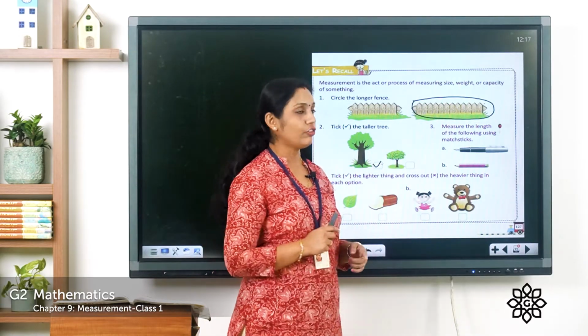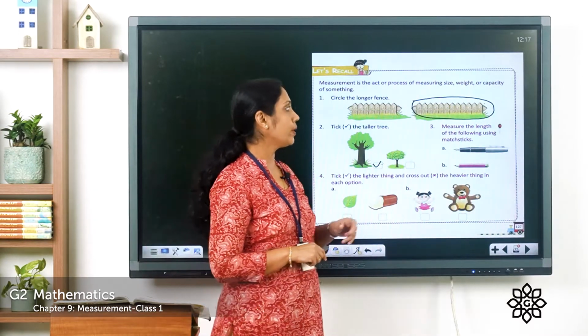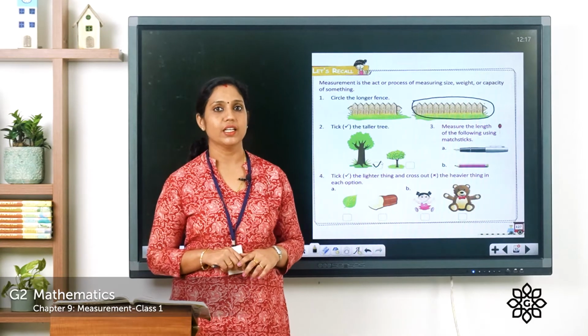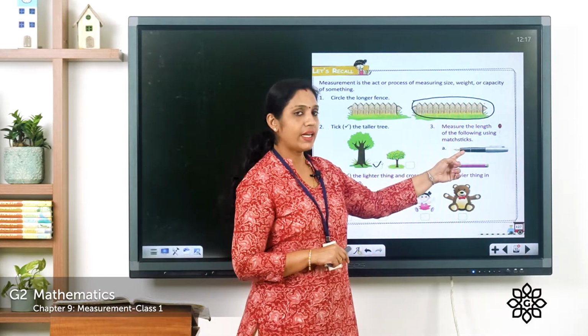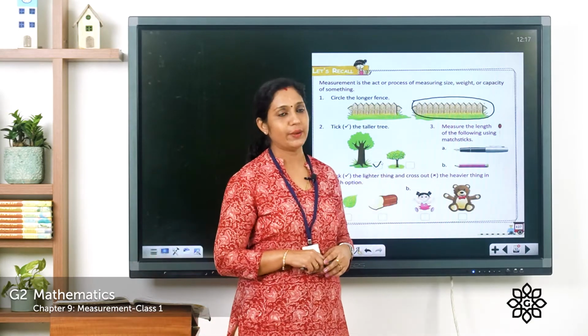Measure the length of the following using matchsticks. So what we have to do, you have to measure the length. And how should you measure? You have to use a matchstick. You have to measure this pen and a pencil using the matchsticks, and you can write the answer over there.